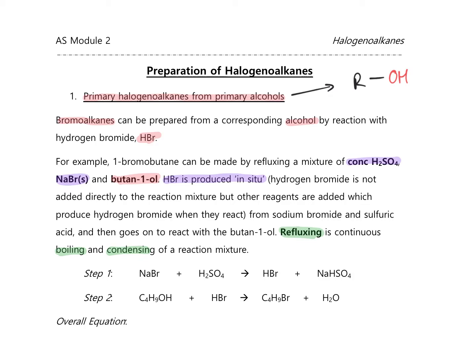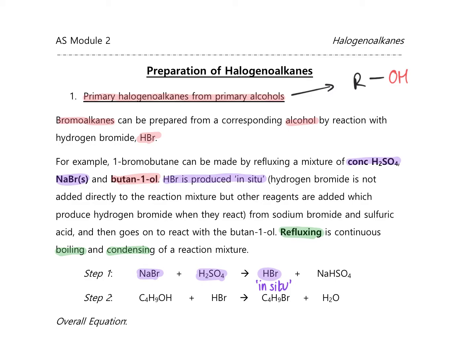So as we said, we need to form hydrogen bromide in situ. We do that from sodium bromide, concentrated sulfuric acid, and that produces hydrogen bromide in situ. The other product is sodium hydrogen sulfate, and this equation should look familiar. We met this equation in our halogens topic when we looked at the reaction of our halides with concentrated sulfuric acid. We also saw that hydrogen bromide is able to then reduce the sulfur within the sulfuric acid, but we'll come back to that in a second.